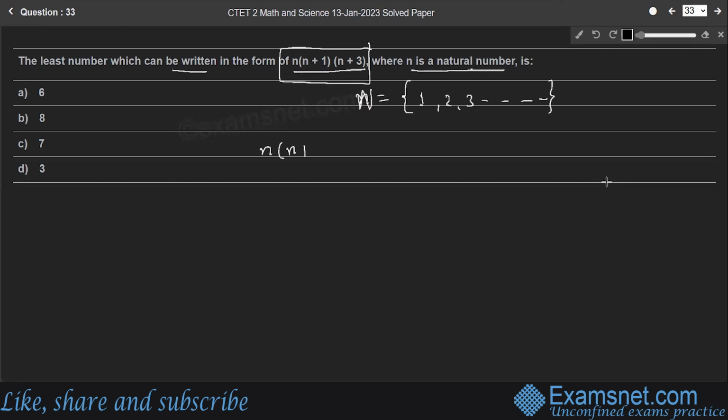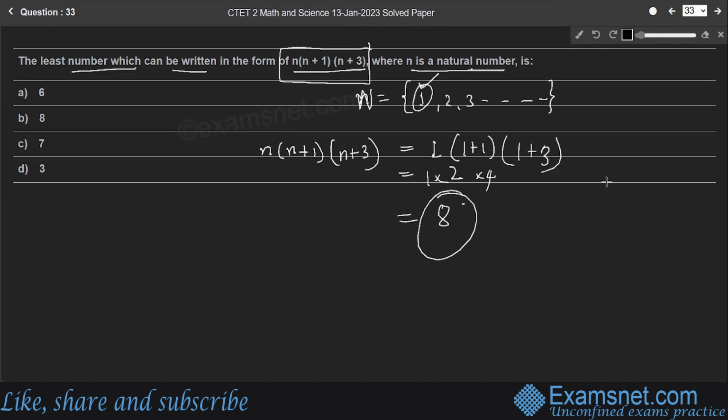So let us substitute the value of n as the least natural number, which is 1. 1 is the least number in the set of natural numbers. So we'll substitute 1. It becomes 1 into 1 plus 1 into 1 plus 3. It becomes 1 into 2 into 4, which is equal to 8. Therefore, the least number which can be written in the form of n into n plus 1 into n plus 3 is 8. So if n is 1, then 1 into (1 plus 1 is 2) into (1 plus 3 is 4). Therefore, 8 is the number. Hence, option B.